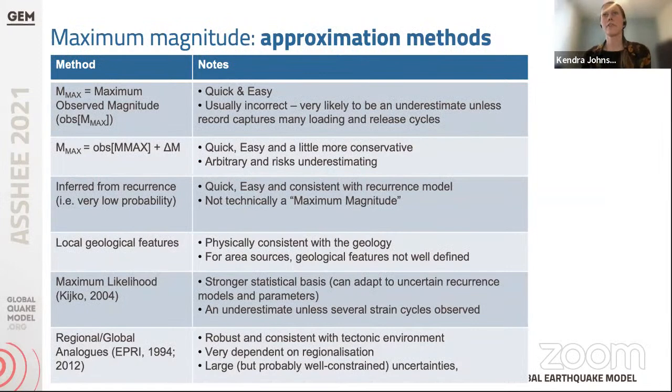There are a number of different approximation methods available for constraining maximum magnitude, and most of them are using some combination of observations of seismicity, statistics, and the local geological features, in particular, for example, fault area, and using these to try to make an estimate of the magnitude.